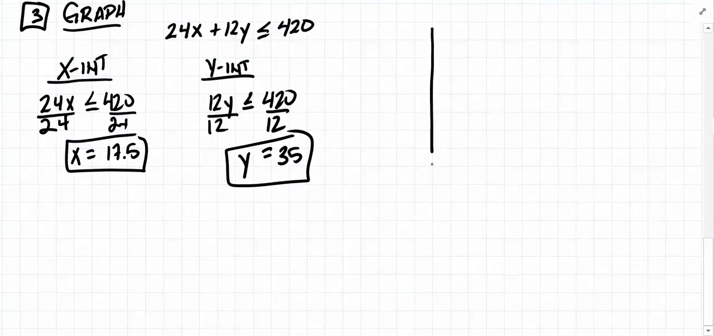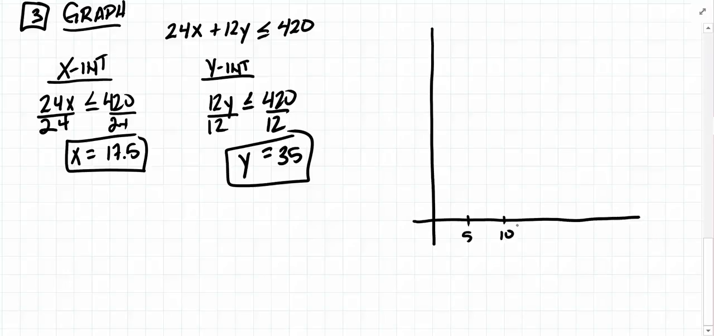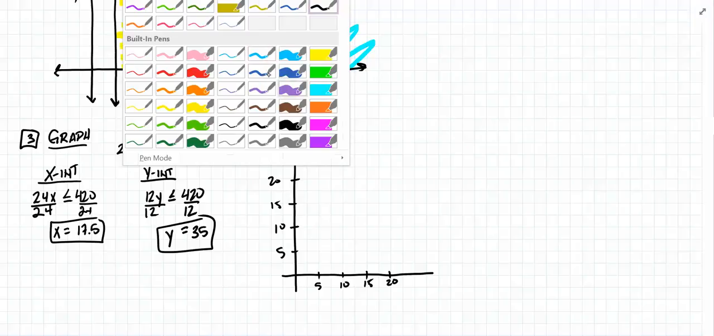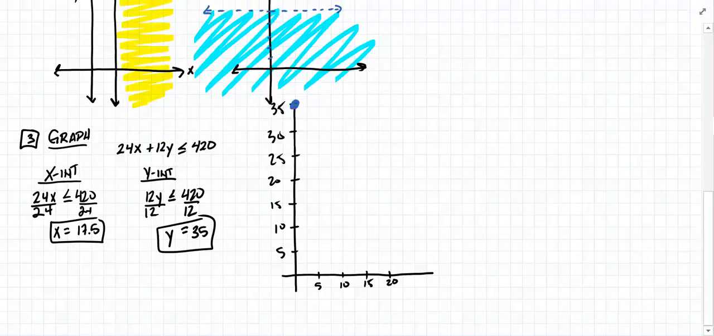And it seems to me like I'm going to count by 5, I'm going to call that 5, 10, 15, 20. Same thing. 5, 10, 15, 20. Whoops, I better squeeze down a little bit here. 20, 25, 30, and then 35. Okay, so I know the y-intercept is at 35. I know that the x-intercept is at 17.5, so I'm pretty much right down there.